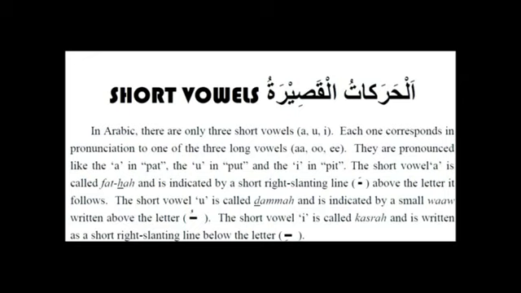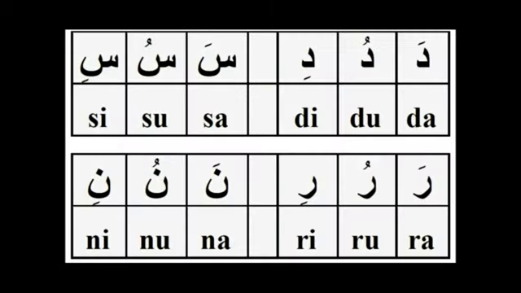Now I'll show you some examples of the short vowels on the letters. As you can see in the chart, here is the fatha, the short vowel a, right there above the dal. So the sound would be da. The dhamma, short vowel u above the dal, the sound would be du, and the kasra, short vowel i, would be below the dal, would be di. So da, du, di. Short vowels.